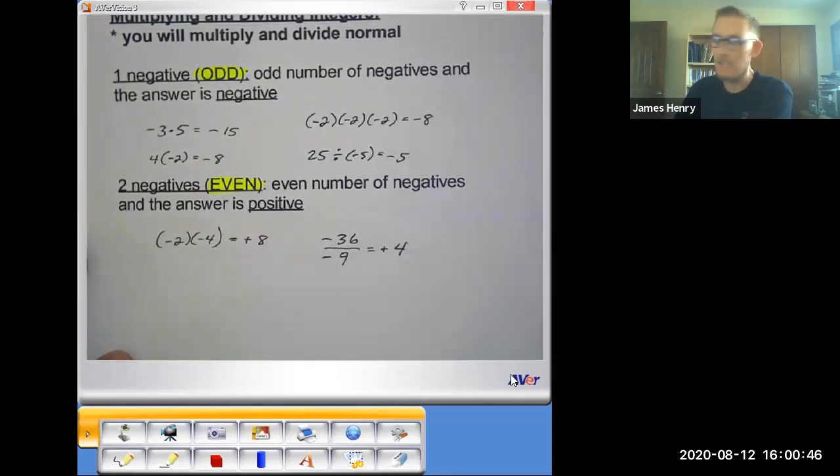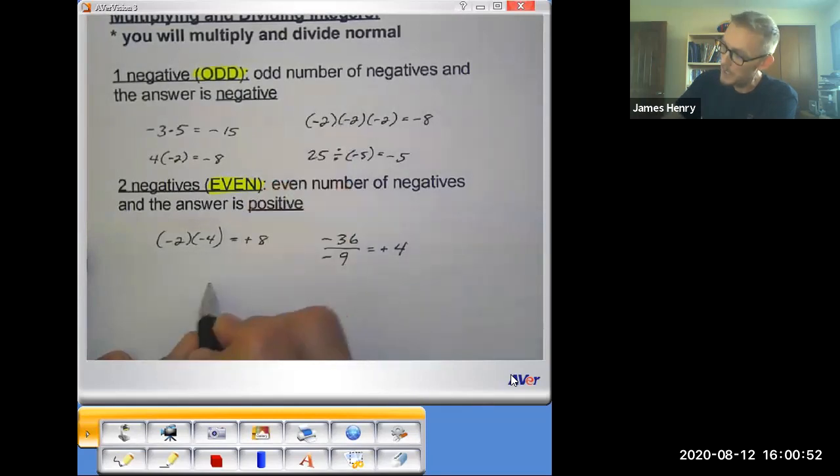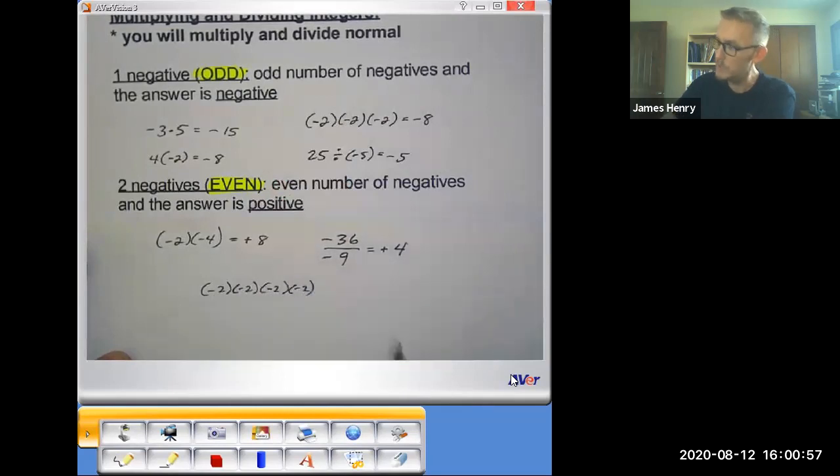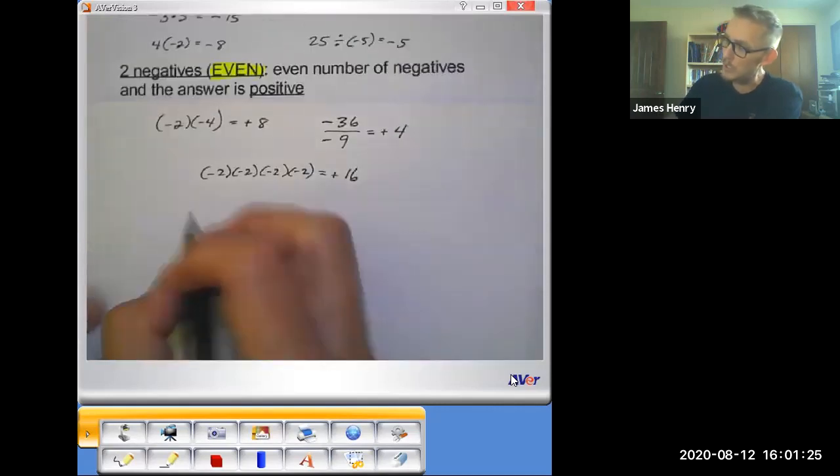And I can extend the even to something that's beyond just 2. So let's take this example from the top with odds. And let's go negative 2 times negative 2 times negative 2 times negative 2. I have 1, 2, 3, 4 negatives. So the answer has to be positive. 2 times 2 is 4, times 2 is 8, times 2 is 16. So our two rules are odd and even for multiplication. I'm going to give you 3 example problems, and then I will want you to pause the video and do them, and then resume the video so that you can see.